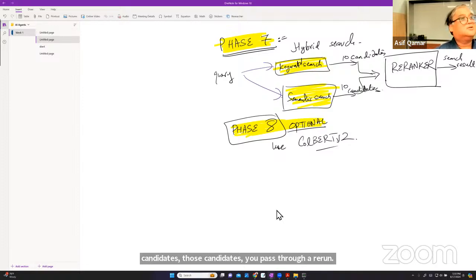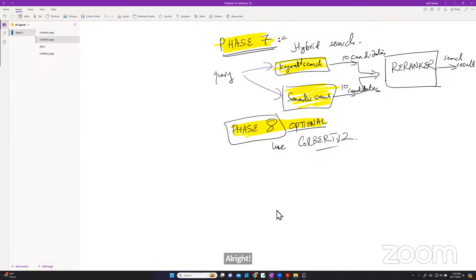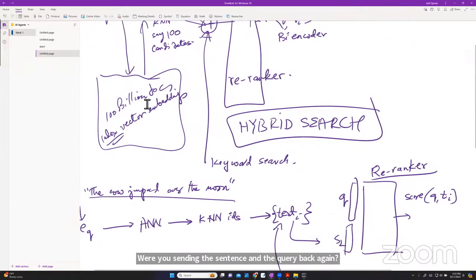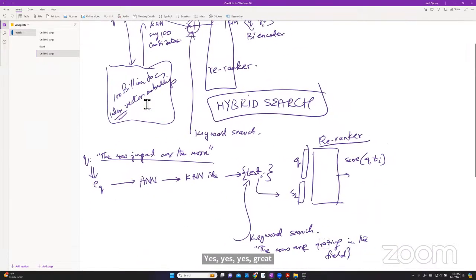Okay. So can you show the last picture again, where you're sending the sentence and the query back again? You mean this picture? Yes. Great. Okay. Excellent. That's right.